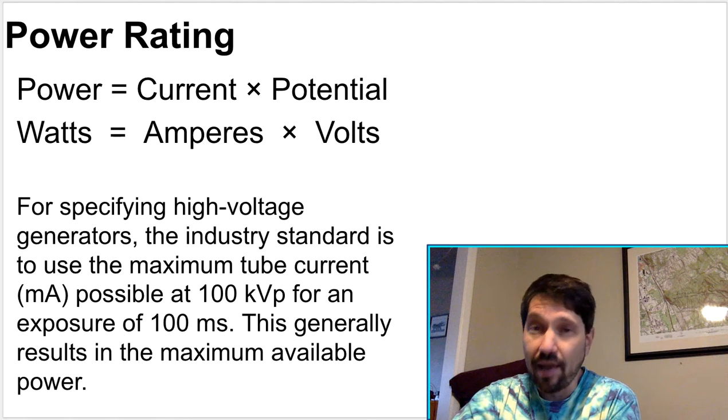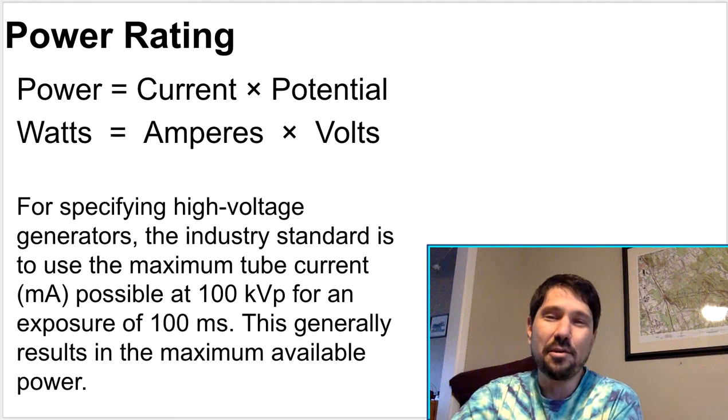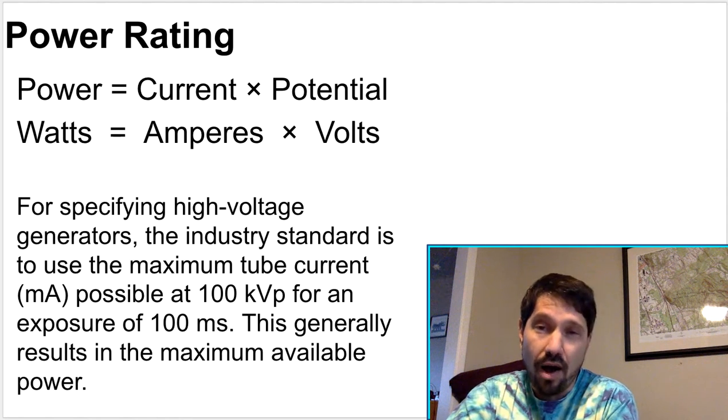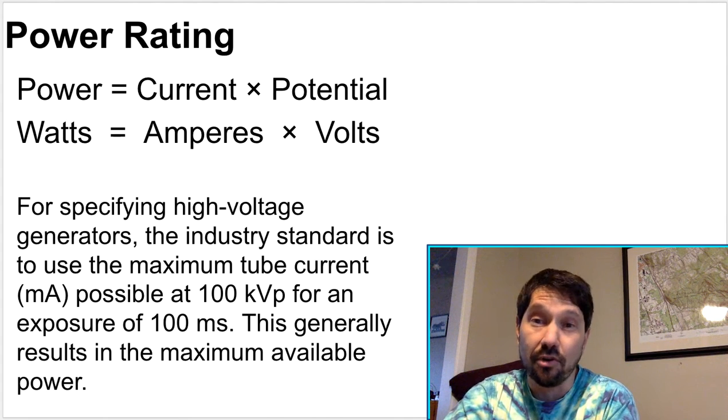And your current will be in amps, even if I give it to you in milliamps, convert it to amps, and your potential will be in volts or kilovolts. To get watts, you're going to have to multiply amps times volts. To get kilowatts, you can multiply amps times kilovolts.